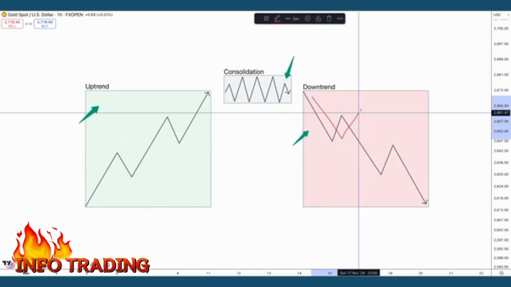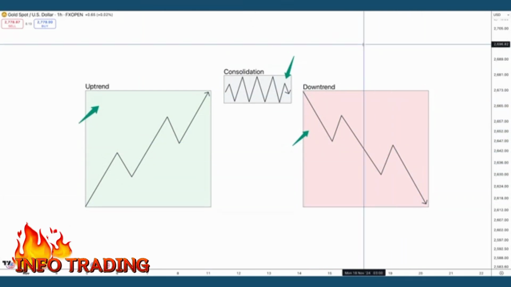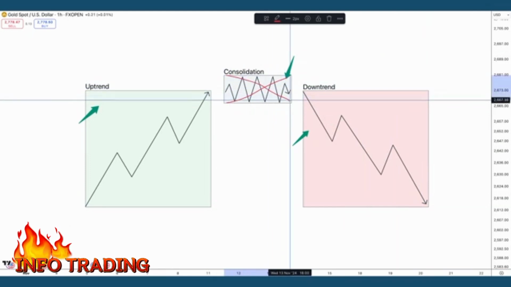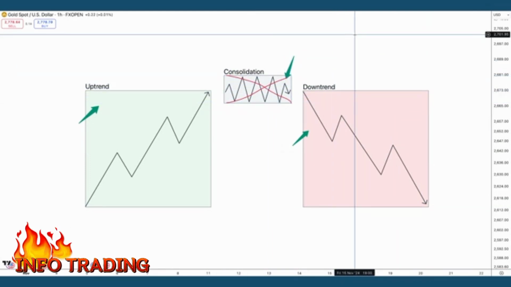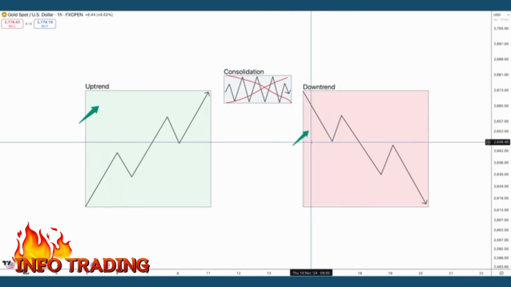A downtrend is the opposite, where a market is continually moving to the downside. And through these markets, we only want to sell. Now, a consolidation is generally where we just move sideways. There's no real trading opportunities most of the time inside of consolidation ranges, so we pretty much want to eliminate this and just focus on uptrends and downtrends.